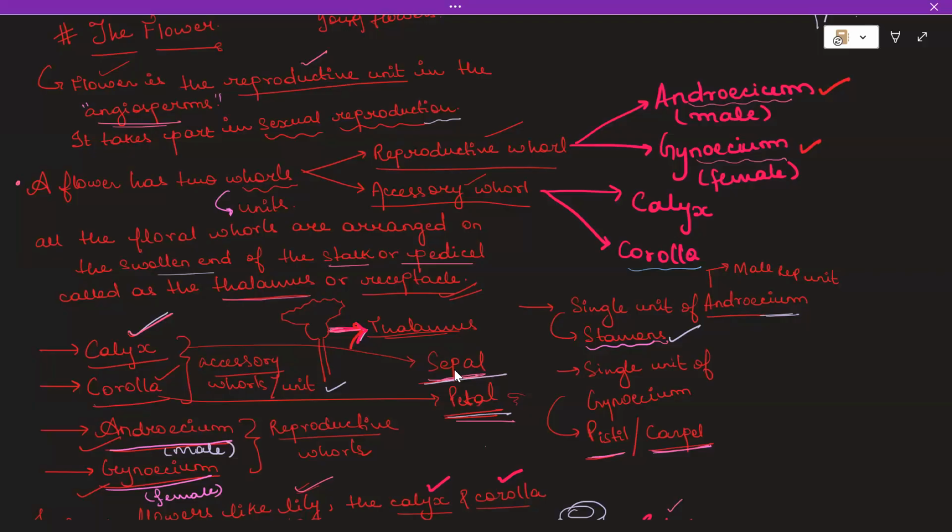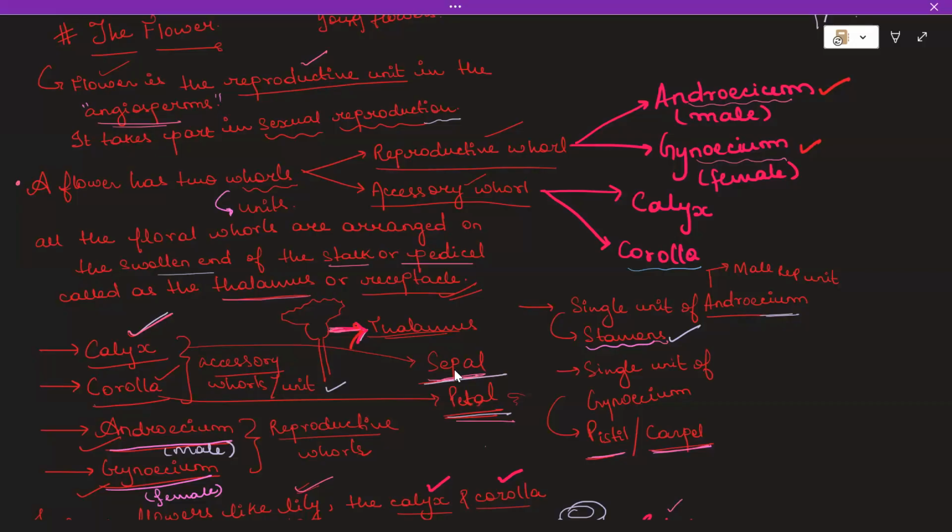So the single unit of androecium is what we call the stamen. The single unit of gynoecium is what we call the pistil or the carpel. The single unit of calyx is called the sepal, and the single unit of corolla is called the petal. So basically, the reason why we are taking out the single unit of each of these is because we want to learn about their different parts in a better manner. Is it clear, students? Yes, ma'am. Any doubts? No, ma'am.